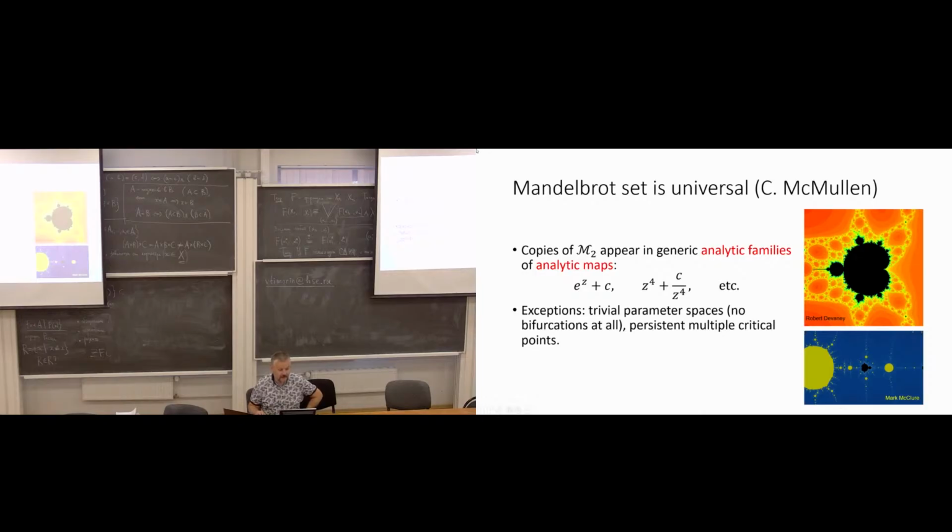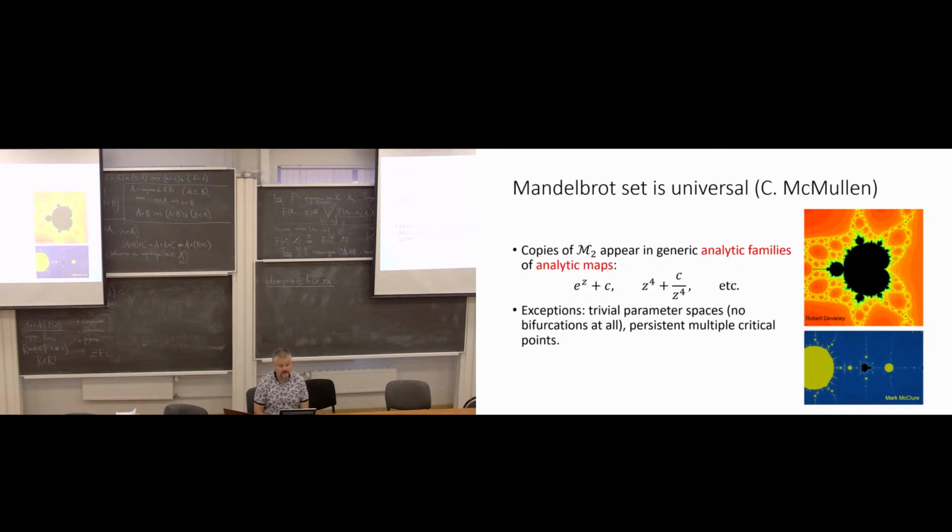Okay. The Mandelbrot set is universal in the sense I already described. If you consider some family of analytic maps that depends analytically on the parameter c, so the example is e to the z plus c. This is not a polynomial because you have some exponential here, but it depends nicely on the parameter c. Analytically means holomorphically. You don't have any complex conjugate or something. So e to the z plus c. In this parameter plane, you will see copies of the Mandelbrot set.